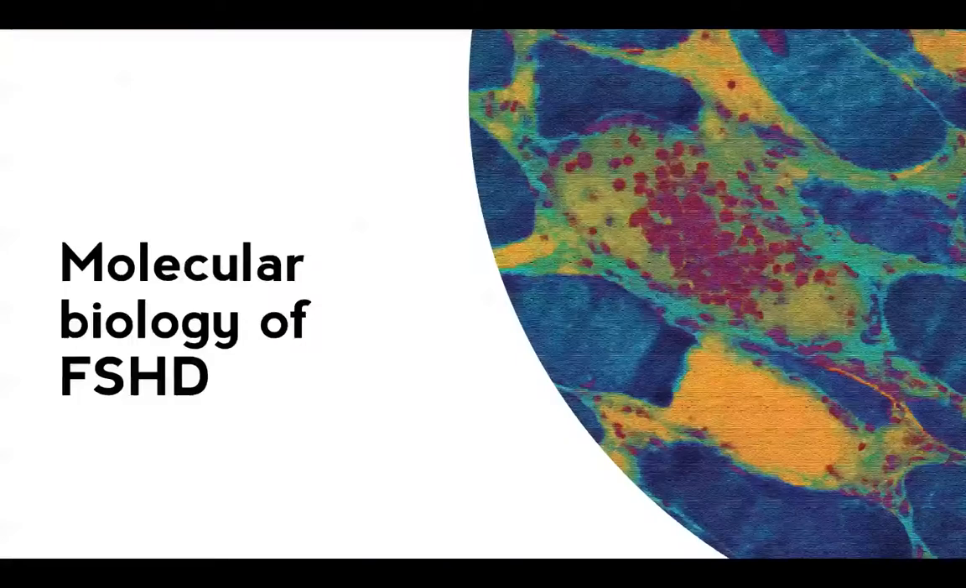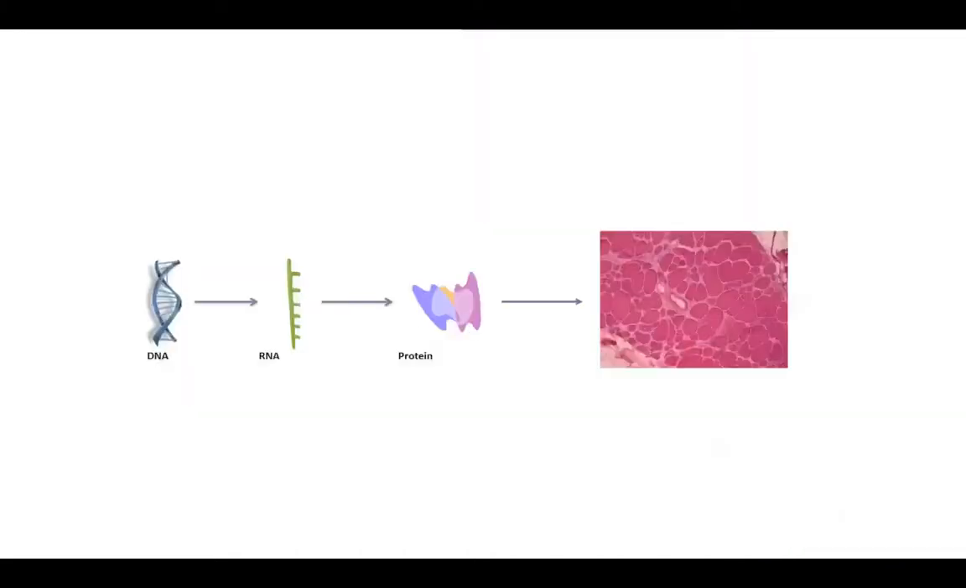In this video, I'll be talking about the molecular biology of FSHD, and specifically about its genetics. First, we will be exploring how genetic information, such as DNA, gets converted to RNA and then to protein, and then causes trouble in muscle.